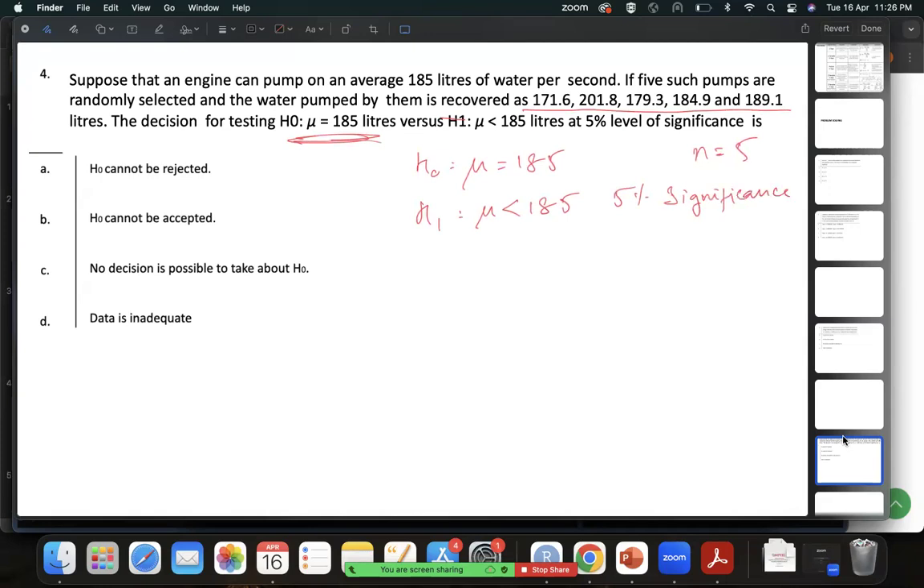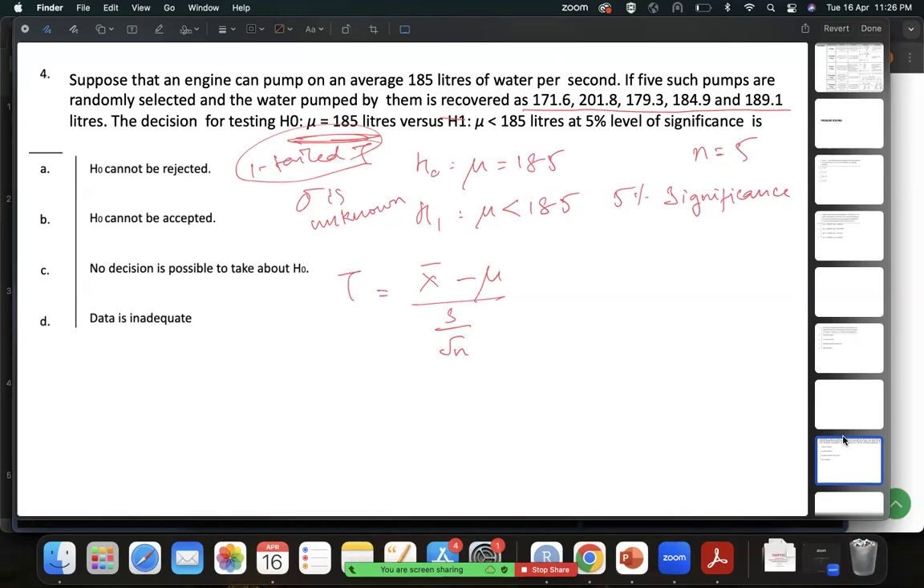I think it's very similar. No, it's not similar. Here, sigma is unknown, so you can't use your Z statistic. In this case, you'll use your T statistic, one-tailed. So T is equal to X bar minus mu divided by S over root N.